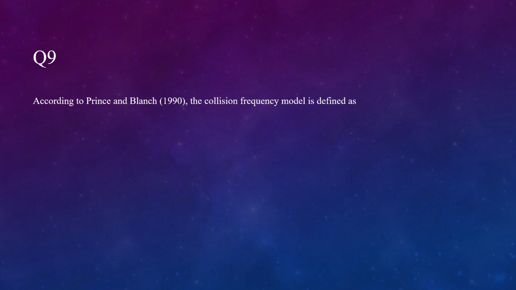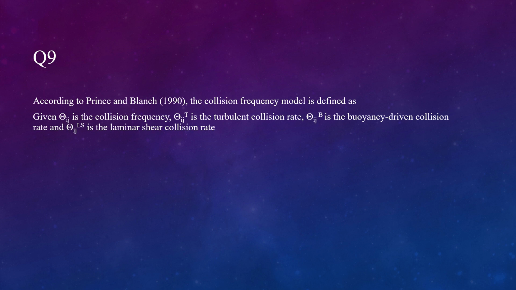So we'll go to question 9. In question 9, it is given that according to Prince and Blanch, how do we define the collision frequency model in 1990? Given theta ij is the collision frequency, theta ijt is the turbulent collision rate, theta ijb is the buoyancy driven collision rate, and theta ijls is the laminar shear collision rate.